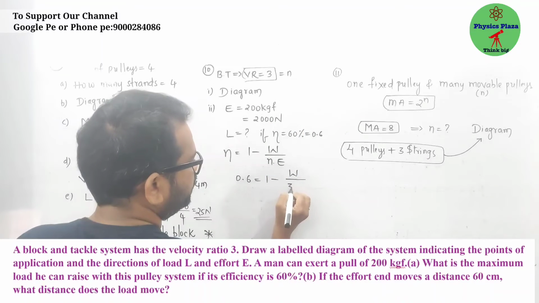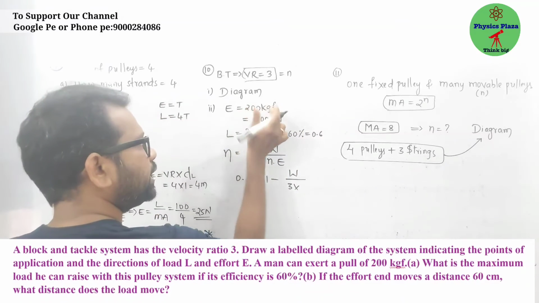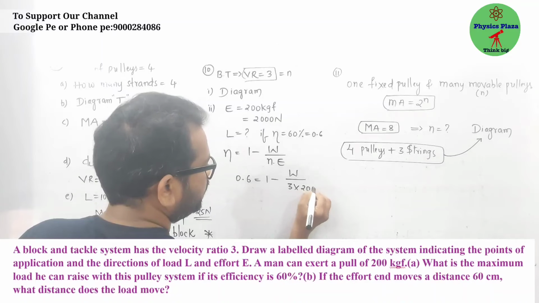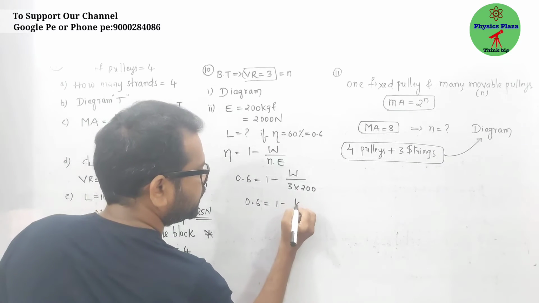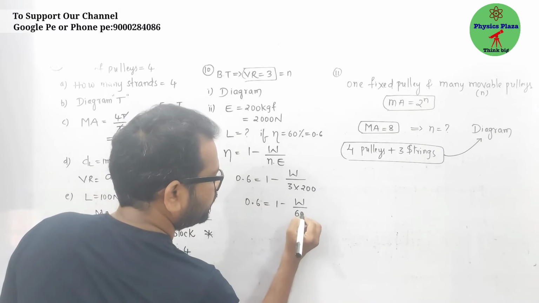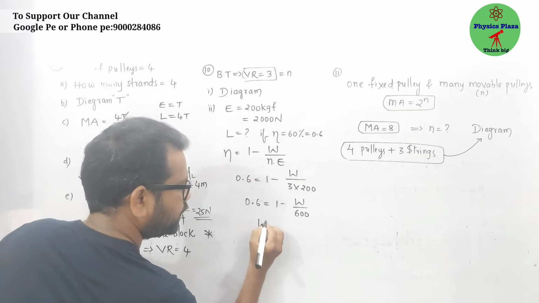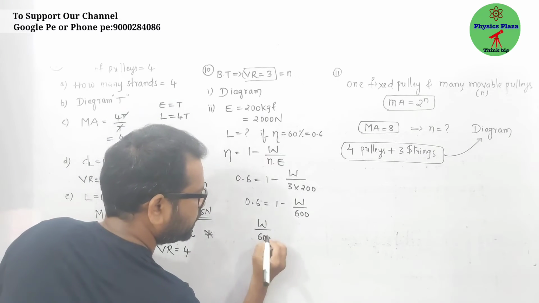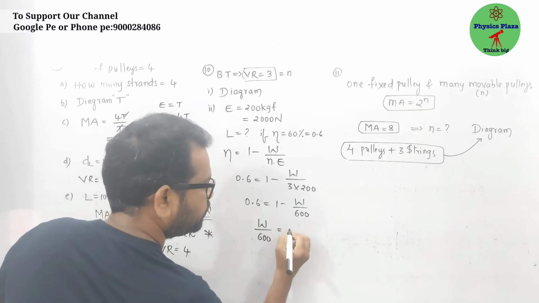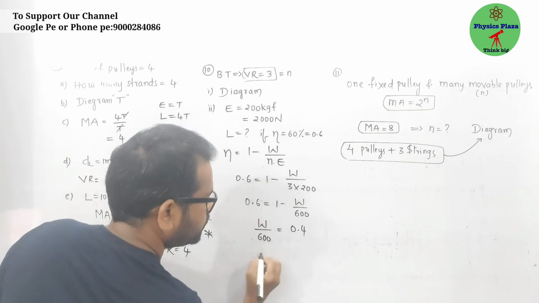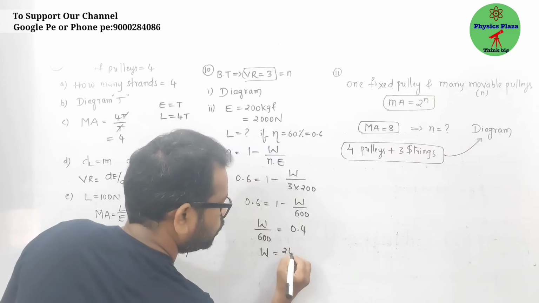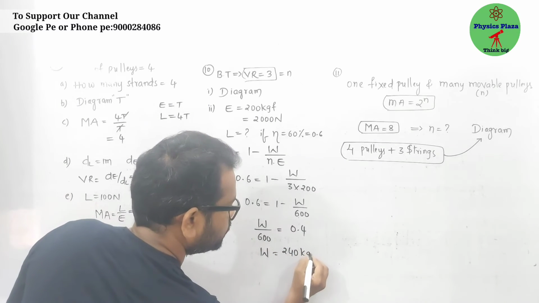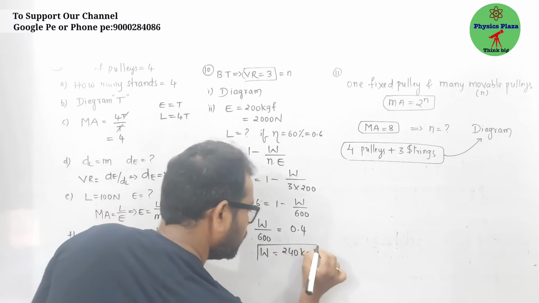So it is 3 into, let it be effort in kgf only, it is 200. So this is going to be 0.6 is equal to 1 minus W by 600, and this is going to be W by 600 is equal to 1 minus 0.6, which will be 0.4. So W is equal to 600 into 0.4, you will get 240 kgf. So this is the weight of the lower block.